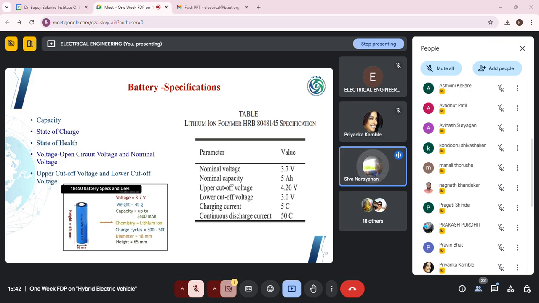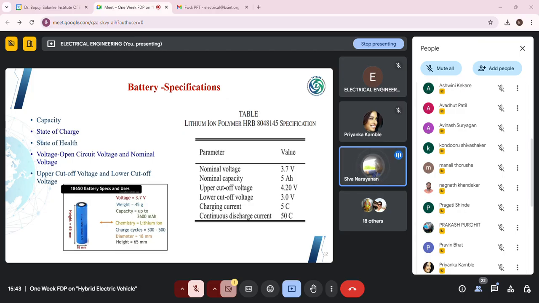So this is the battery spec, for whatever cell we will be using. This is an example of a lithium ion battery. Here you can see nominal voltage, nominal capacity, upper cutoff voltage, lower cutoff voltage, and charging current. These form the main electrical parameters. You can also see them in any data sheet.